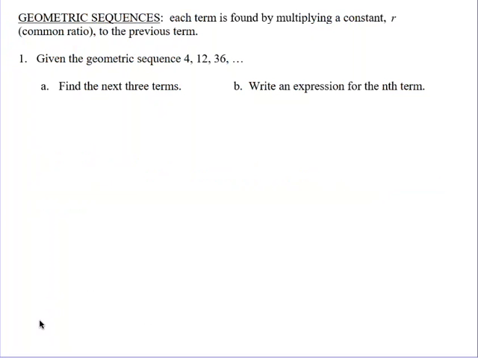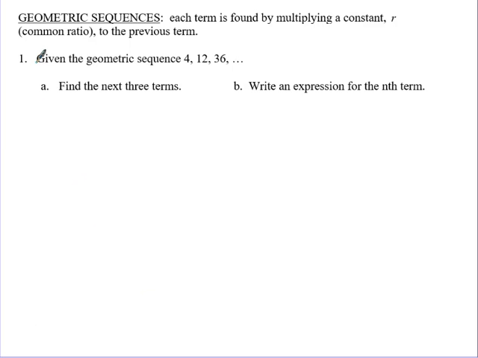First, in a geometric sequence, each term is found by multiplying a constant, r, called the common ratio, to the previous term. When we looked at arithmetic sequences previously, we were adding a constant to get to the next term. Here we are multiplying by a constant to get to the next term in the sequence.